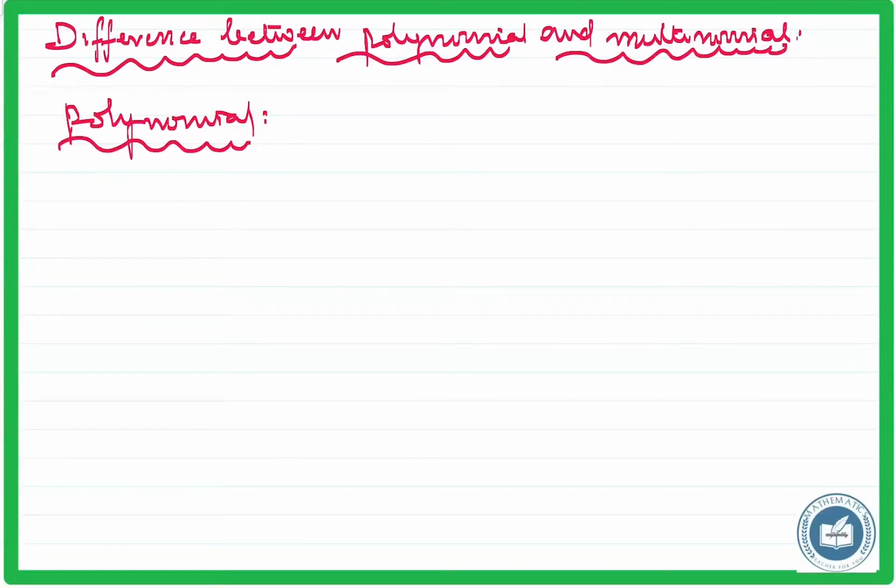In the next topic, we are going to know about the difference between polynomial and multinomial. What is called polynomial and what is called multinomial here? So I will discuss polynomial, and later we will discuss the multinomial. Polynomial: actually, what is the meaning of polynomial? An algebraic expression in which the powers of the variables involved are non-negative integers is called a polynomial.